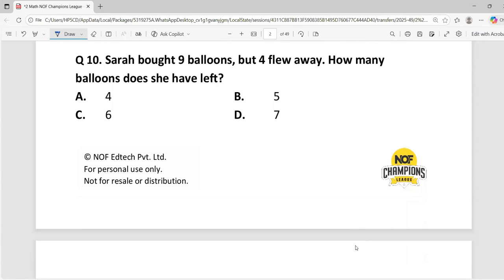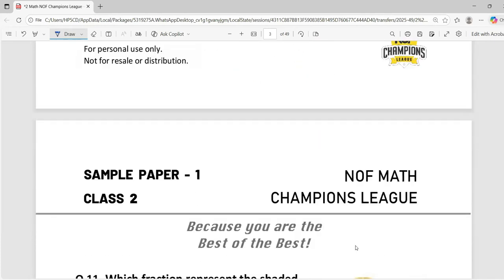Let's move to question number 10. Sarah bought 9 balloons, but 4 flew away. How many balloons is she left with? We have to calculate the remaining ones. So 9 minus 4 is equal to 5. So where is the option 5? Here it is, B. So B is correct for question number 10.